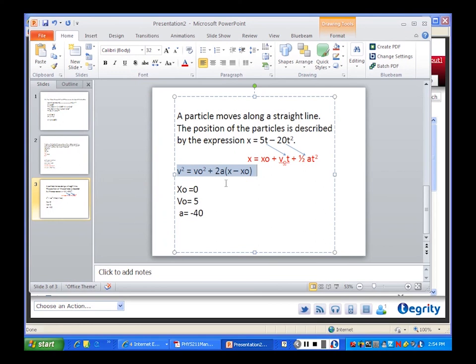Right. Now, we know the acceleration is minus 40. We know that the x0 is 0. If we plug in v equals 0, we're saying that's the point x where the velocity is 0, given its initial velocity is 5 and its acceleration is minus 40. So we could solve that equation for the position x when the velocity is 0. All right.